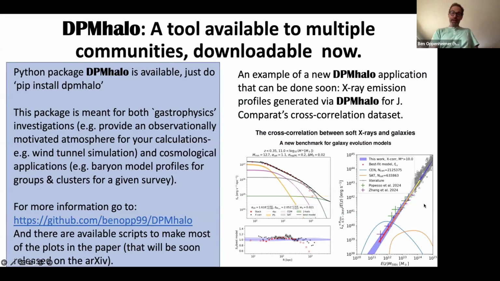Like he has an LX-M500 relationship, and he said we can do better than that. Let's use DPM Halo for this. And he's cross-correlating every astrophysical X-ray source detected by eROSITA. It's a really interesting paper. It's mostly AGN, but there's a CGM component, or hot halo component (CGM, ICM, IGrM), as well.